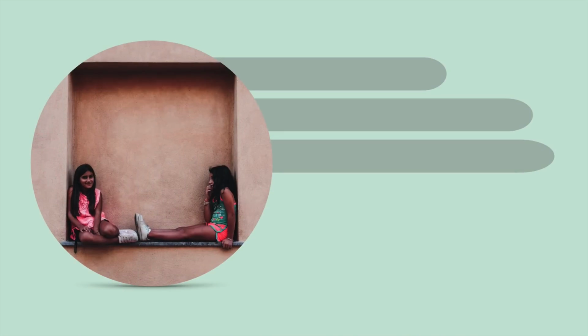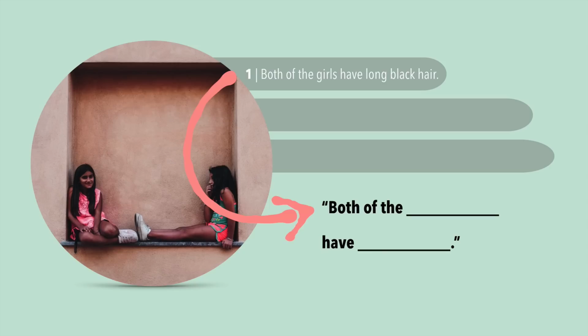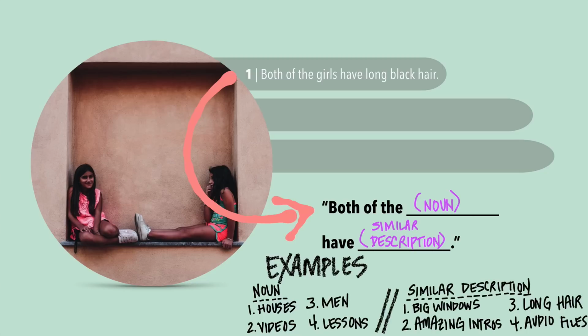Now, let's look at another picture. Here's the first sentence for this picture. Both of the girls have long black hair. A very simple sentence, but the pattern is both of the noun, have, and then a similar description. Okay, so follow along. Here we go. So again, on the left side, we have nouns.